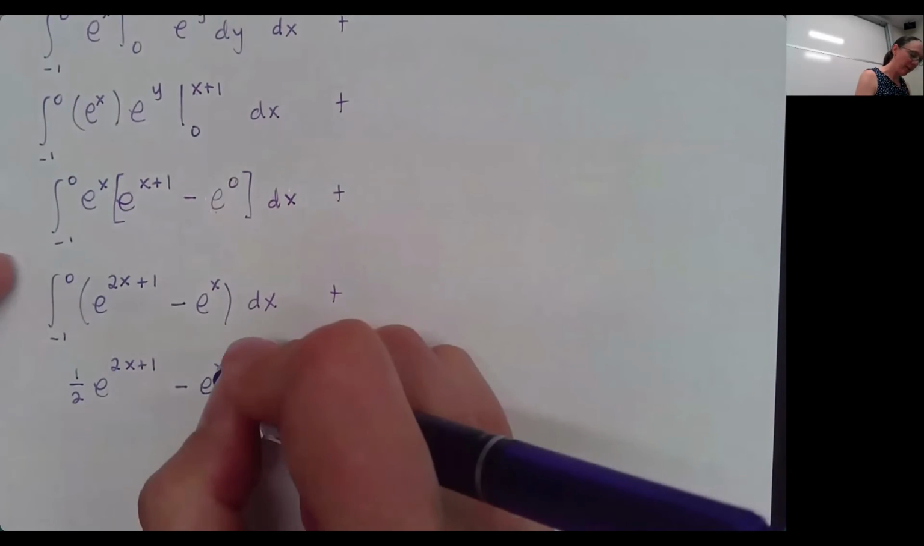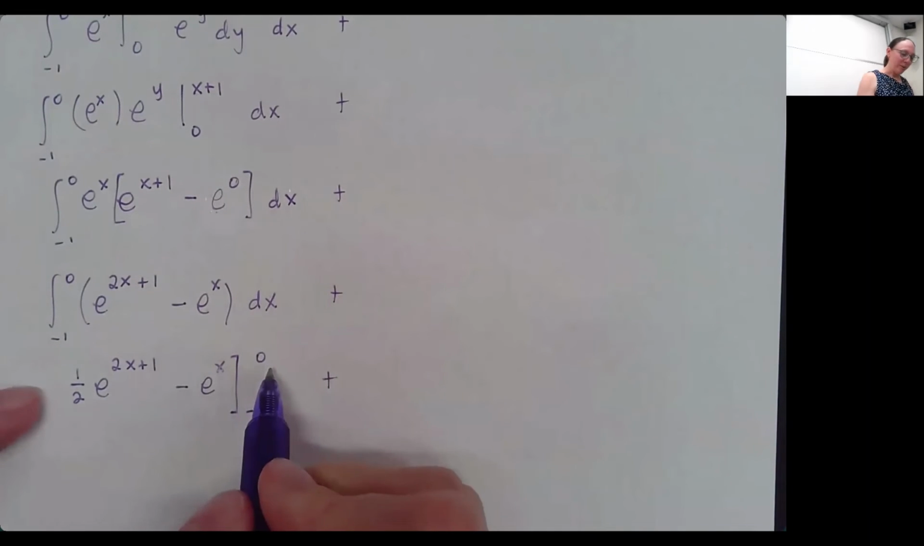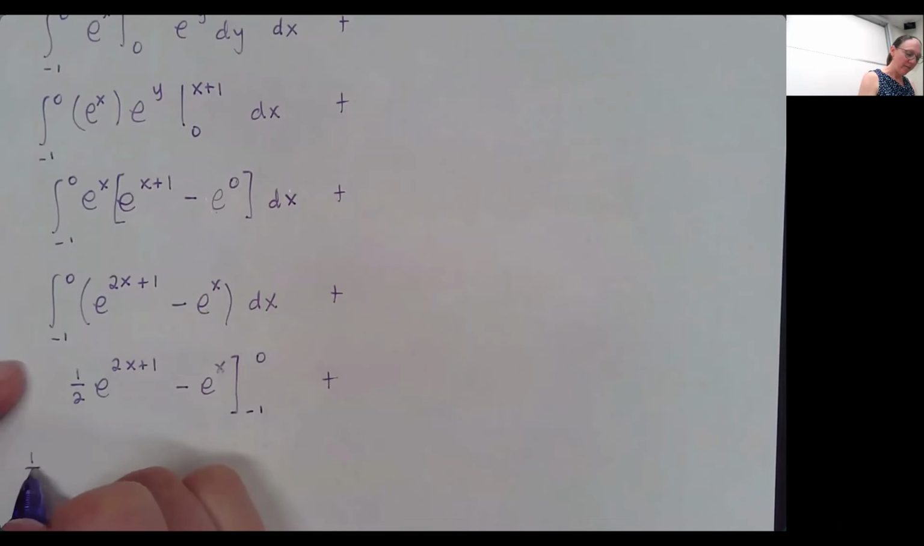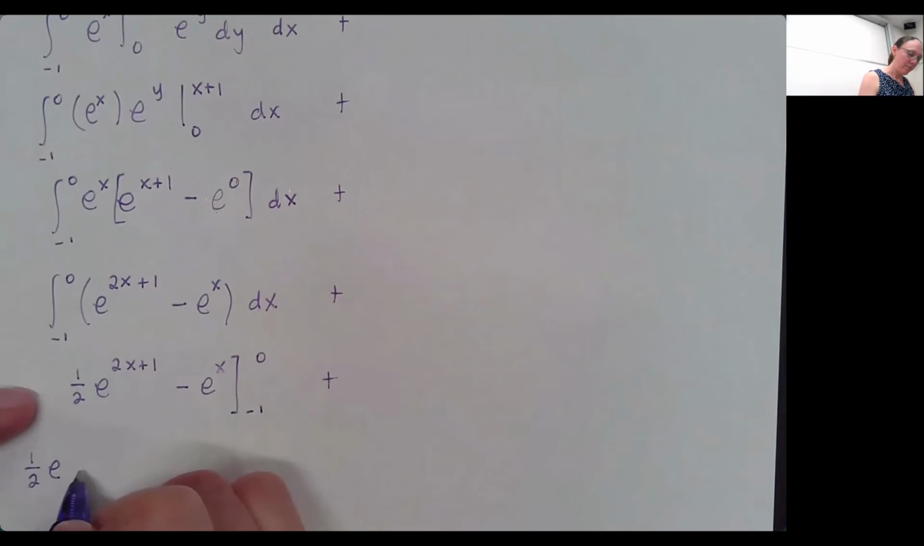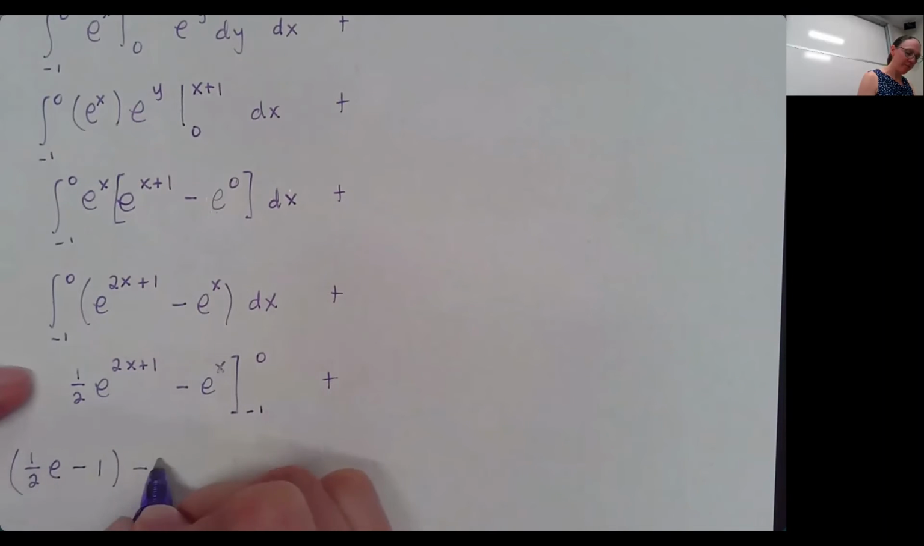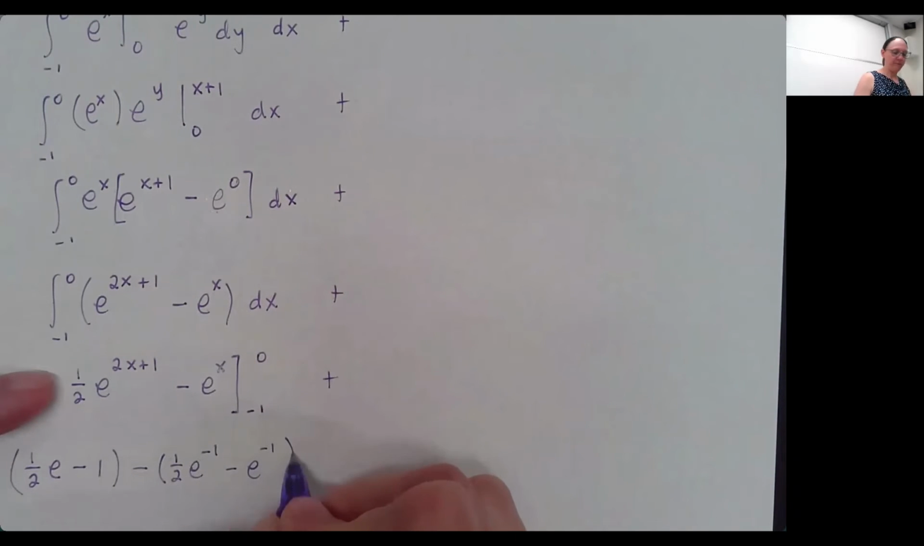Now I'll plug in 0 and -1. So when I plug in 0, I have 1/2 e to the 1 minus e to the 0, which is 1, minus 1/2 e to the -1 minus e to the -1.